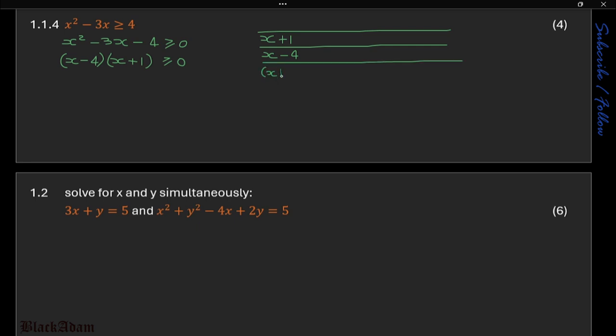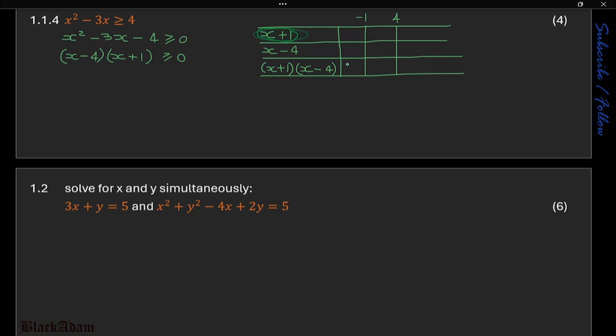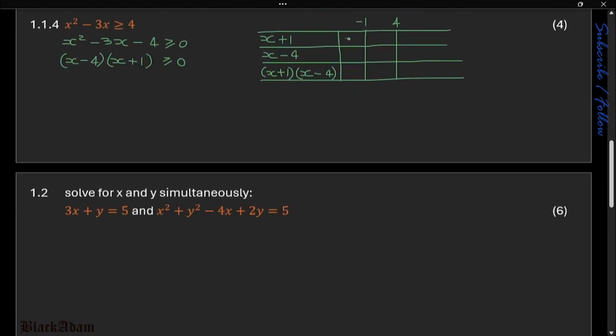So we have x plus 1 and x minus 4, and then the product of x plus 1 multiplied by x minus 4. And then we have negative 1 there, and we also have 4. Looking at that, everything to the left of negative 1 is negative. Everything to the right of negative 1 is positive, and coming to 4, everything to the left of 4 is negative, to the right is positive. Negative times negative is positive, positive times negative is negative, positive times positive is positive. And then from there we know that we get a positive sign less than or equal to negative 1, and a positive sign greater than or equal to 4.